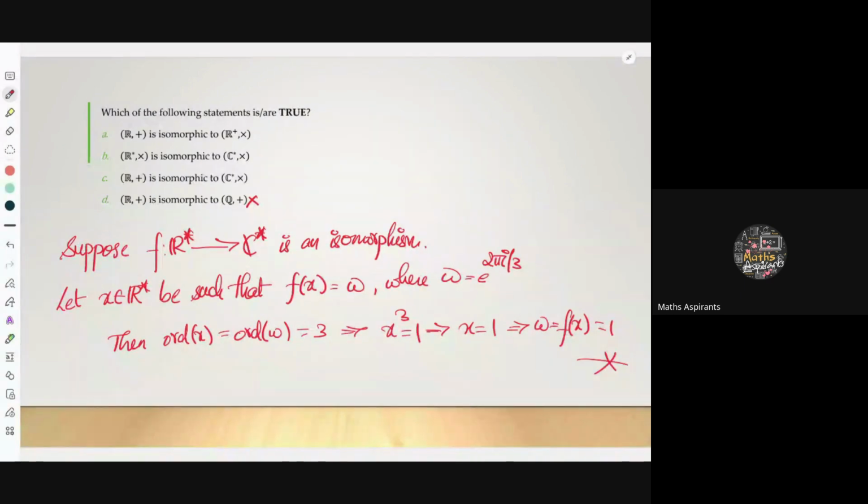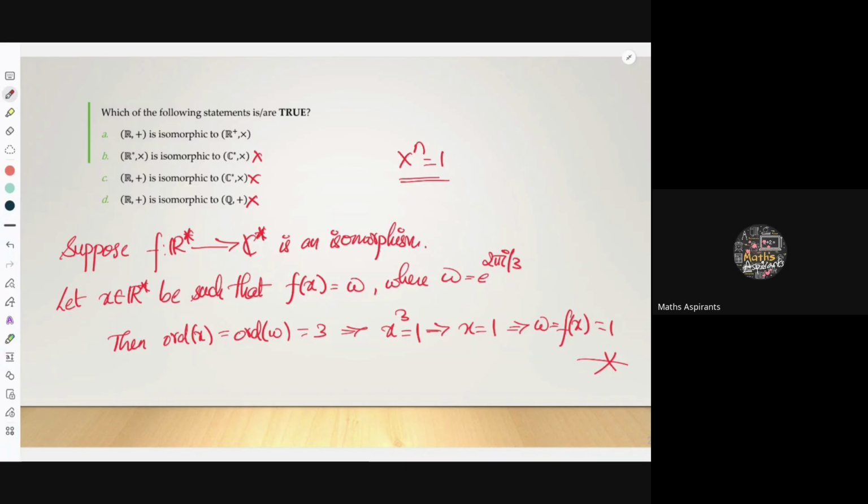So basically, what was the idea here? x power n equals 1. C star has elements of finite order for every n, which is, for every n, there is an element in C star of order n. Whereas that's not true in R star. So this is not true. You can actually use a similar argument to prove that R plus and C star are not isomorphic.